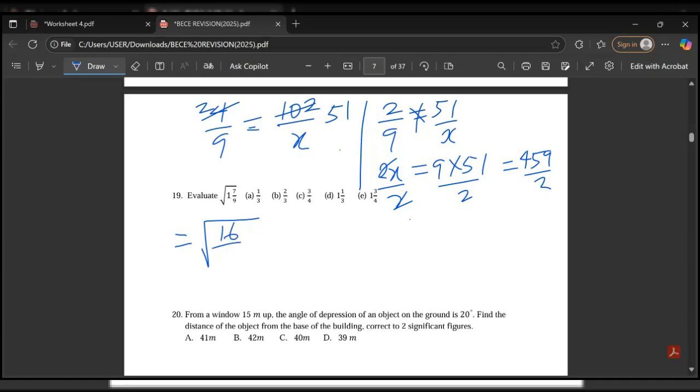I repeat again: you change the mixed fraction to an improper fraction. You multiply the whole number by the denominator, that is 1 times 9, then you add the numerator. That will give you 16 over 9. So the square root of 16 is 4, and the square root of 9 is 3. So that means this is going to give us 1 whole number 1 over 3, and that is option D. I hope I'm making sense, right? Okay, good.